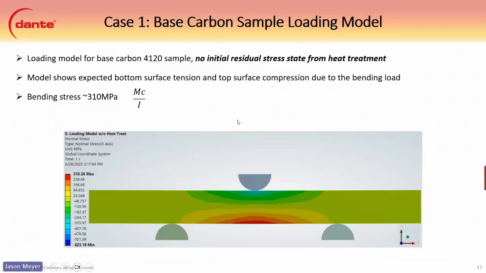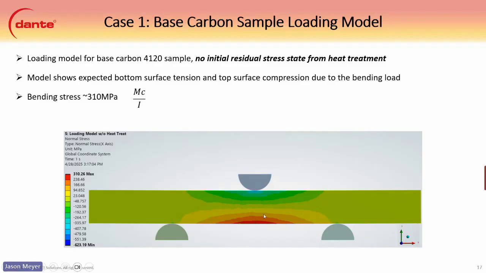And then for the base carbon sample, we would have a load model here. So this is no initial residual stress from heat treatment, so this is kind of blank before the load is applied. This contour shows the load applied here, and we obviously expect bottom tension. As this is being pushed down, we have a little bit of compression here, and these ends want to curl up a little bit from this load, and so it pulls this bottom surface into tension.